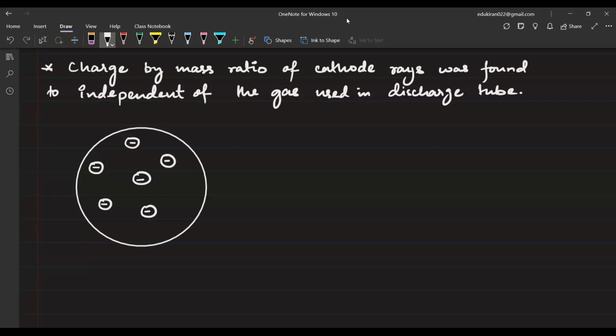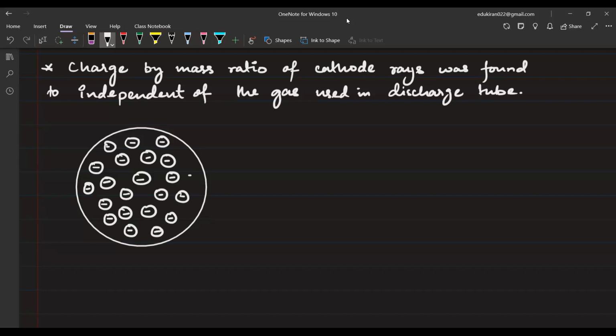From this experiment we can at least conclude that, yes or no? Tell me. Yes, sir. The electrons are present. How they are present, I don't know. We just know that electrons are present inside the atom.